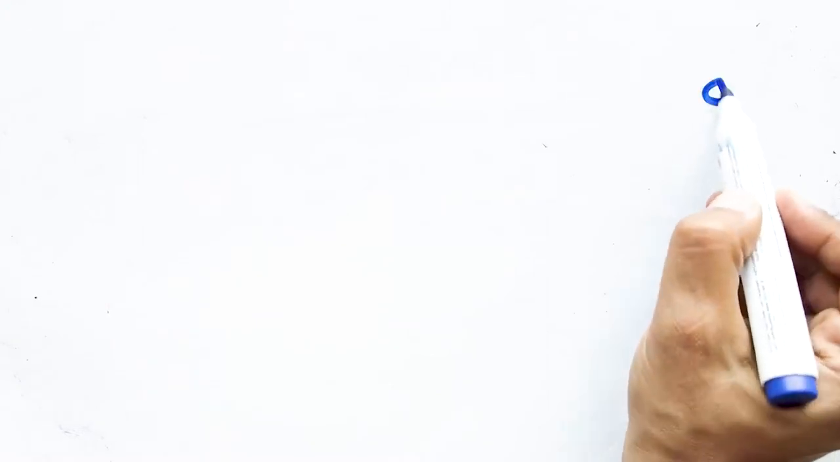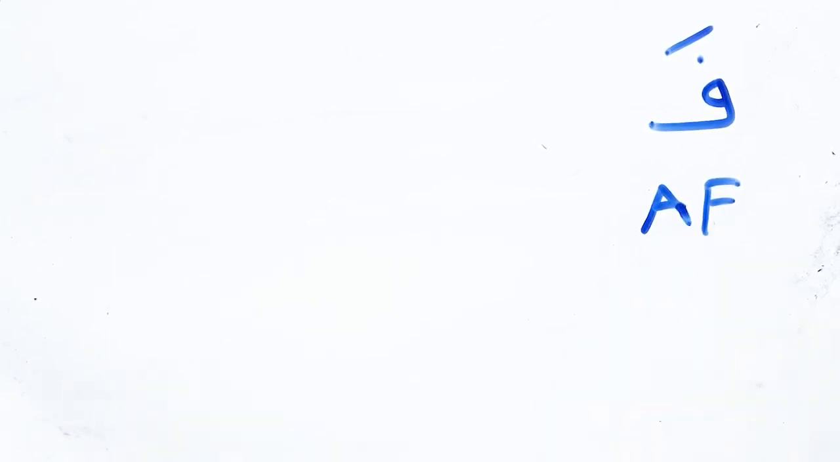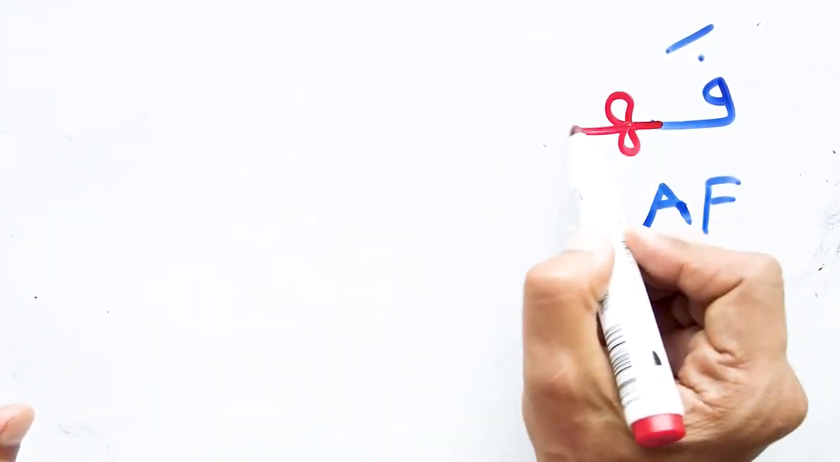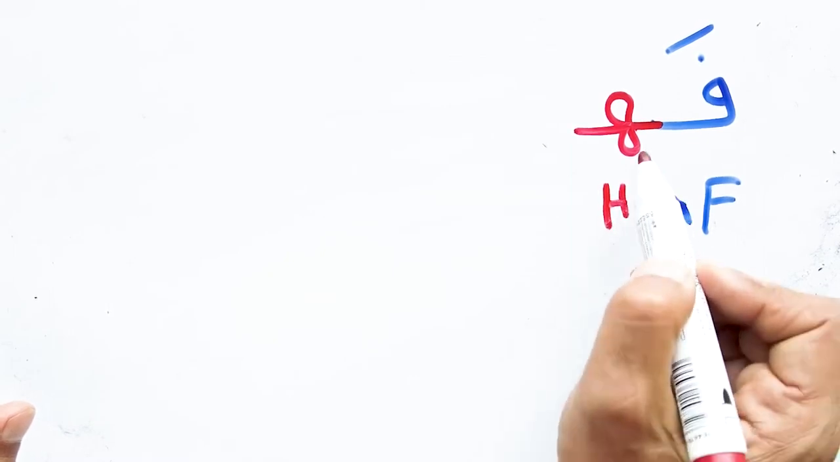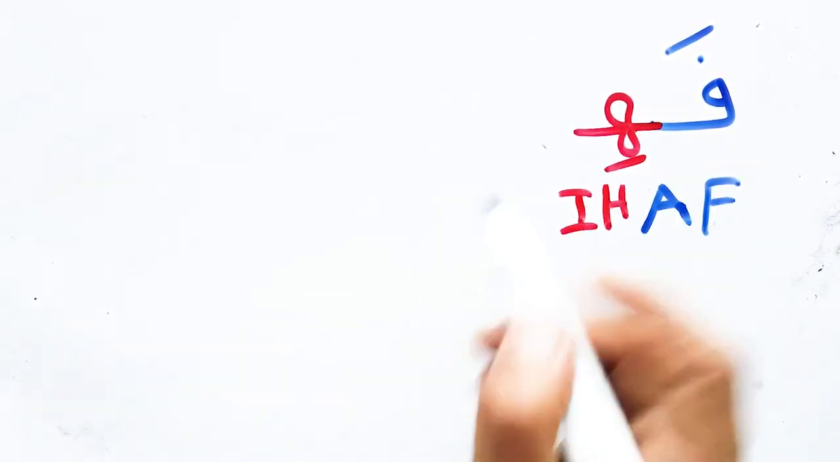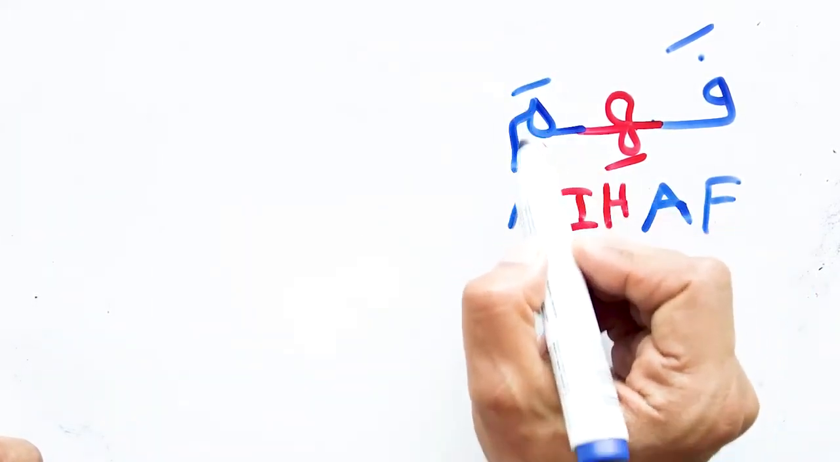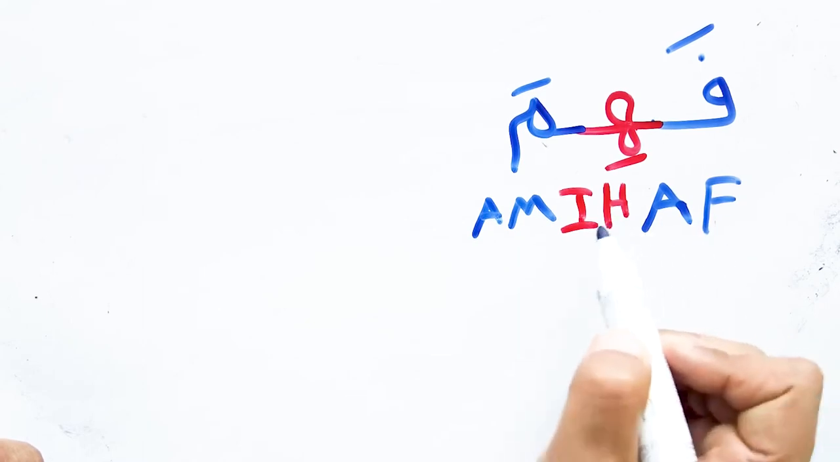Let's move to another one, which is فهم وعلم. The sound of F. The sound of A. He, the sound of H. He, this one sounds like I. Fahi. Fahim, the sound of M with fatha sounds like A. So fahima.